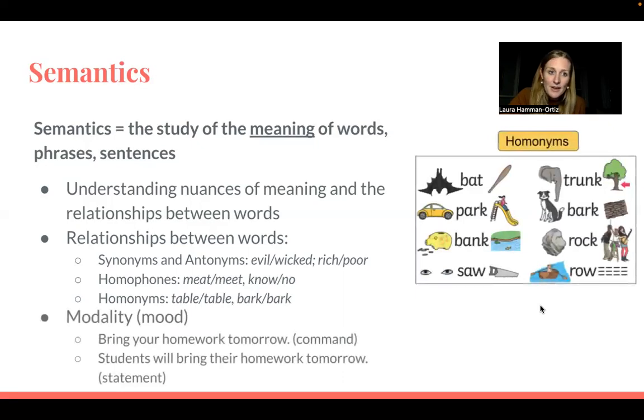Another example of an area within semantics of study is modality or mood. The way in which something is being said, its purpose. So bring your homework tomorrow is a command versus students will bring their homework tomorrow, which is a statement. So kind of looking at how that mood is constructed.